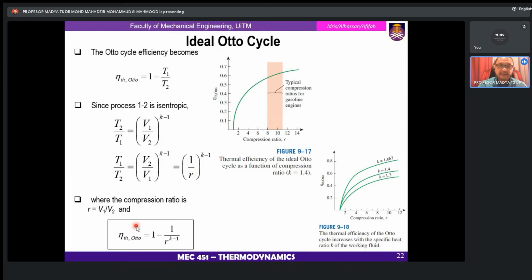So lastly, the Otto cycle's thermal efficiency can be simplified. Lastly, it will become 1 minus 1 over R to the power of K minus 1. Okay, this is the formula, the formula in the box.